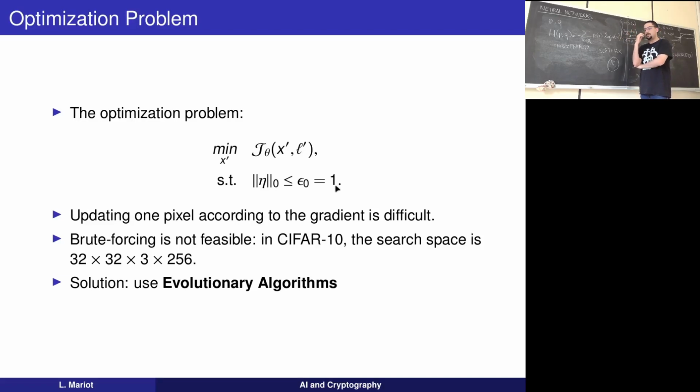So the idea is that you are encoding your image inside a vector, and each component is a pixel of the image. And we are considering then the L0 distance here. So this is why we have the norm of eta with the subscript 0, which basically means the Hamming distance.